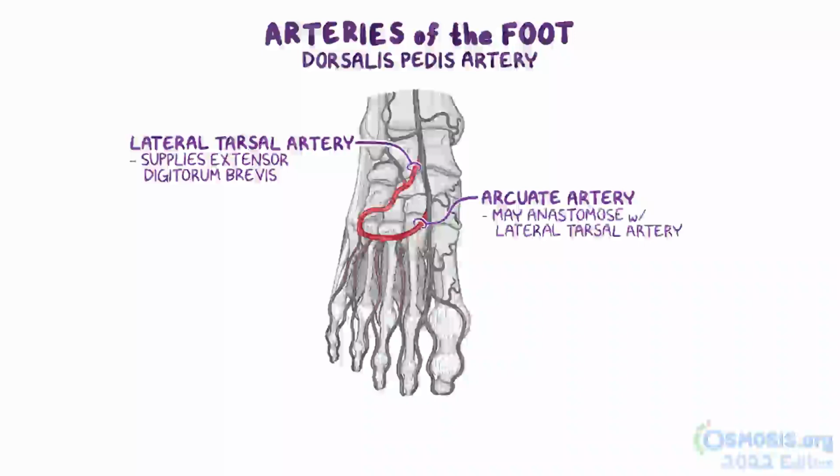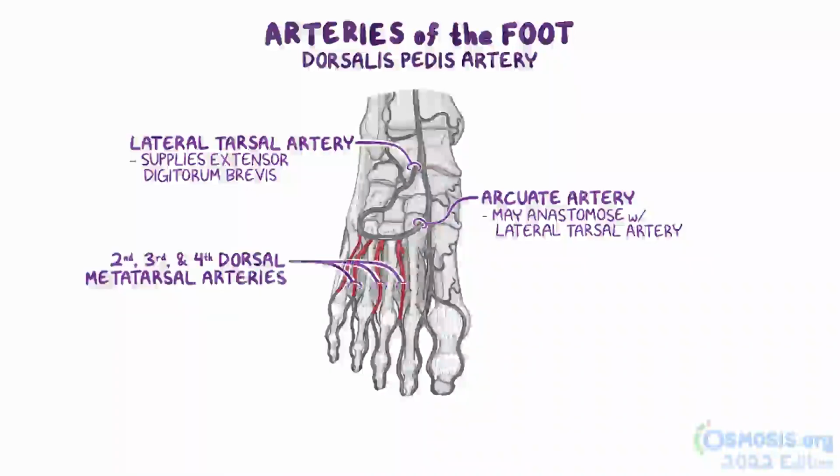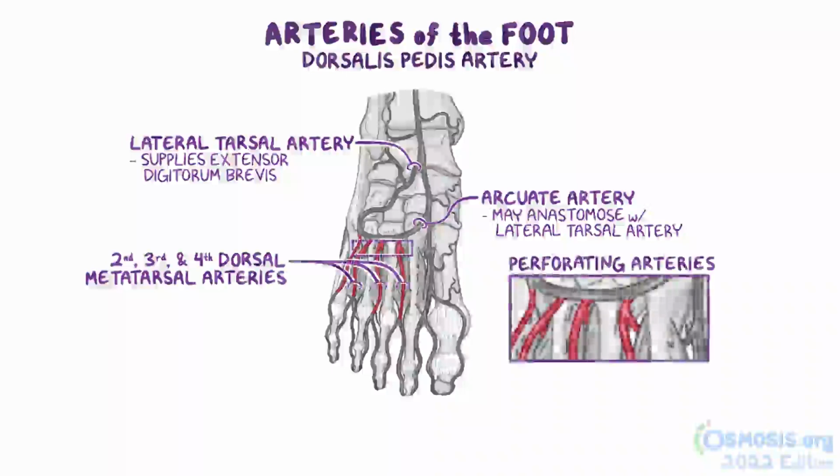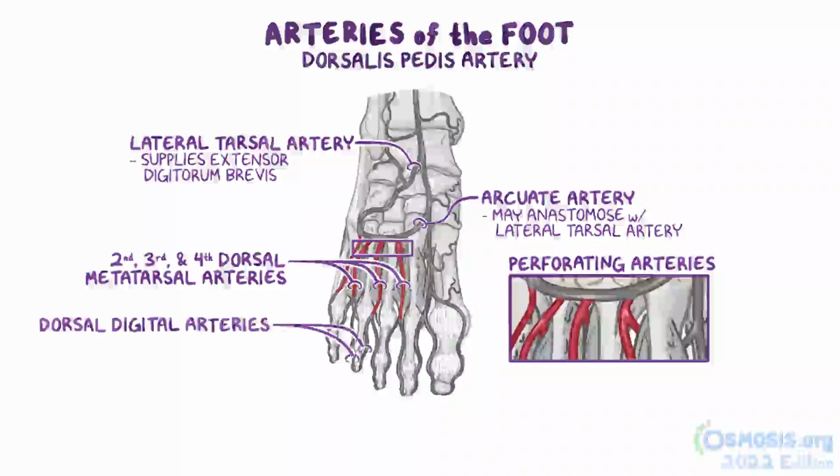Additionally, the arcuate artery gives rise to the second, third, and fourth dorsal metatarsal arteries. These vessels run distally to the toes and are connected to the plantar arch and the plantar metatarsal arteries by perforating branches. Distally, each dorsal metatarsal artery divides into two dorsal digital arteries for the dorsal aspect of the sides of adjoining toes.